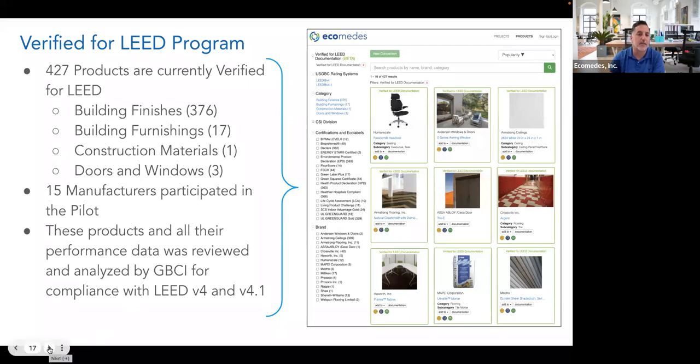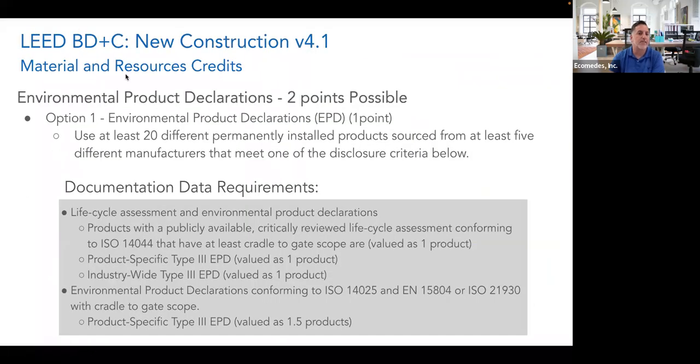So to get started, materials and resources, the first credit that we're going to talk about is the one related to environmental product declarations. There's 2 points available. One option is just dealing with 20 different permanently installed products sourced from at least 5 different manufacturers, meaning one of the disclosure criteria below. So there's a wide variety of different unique ways of looking at an EPD or an LCA.